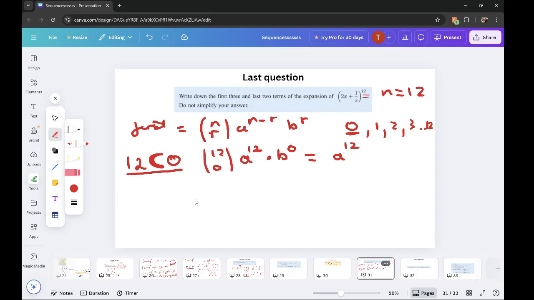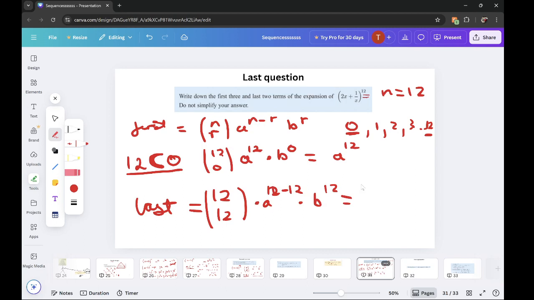And you can do this for every single one of the terms that is given. So let's go through the last term now, really quickly. So last term, 12, right? And you know that the last value that r is going to take is 12. So 12 choose 12, a to the power of 12 minus 12 times b to the power of 12. So 12 choose 12 should be 1. So that means b to the power of 12. That's your first and last term.